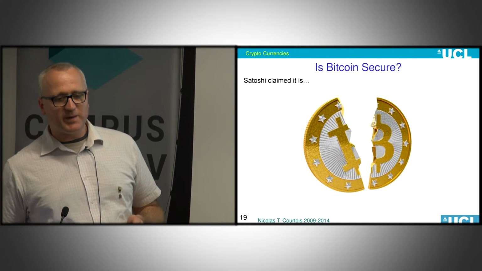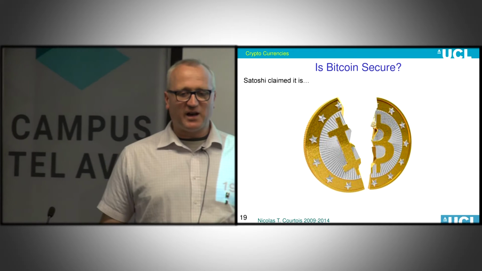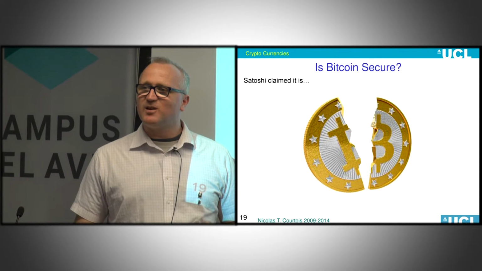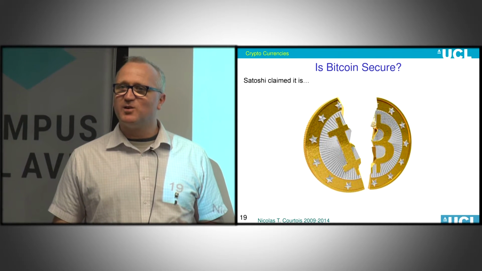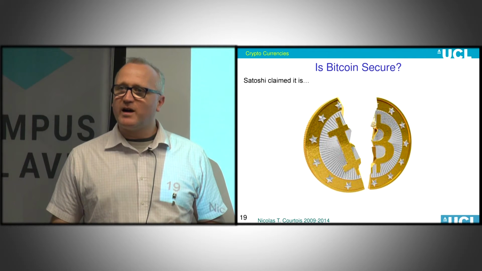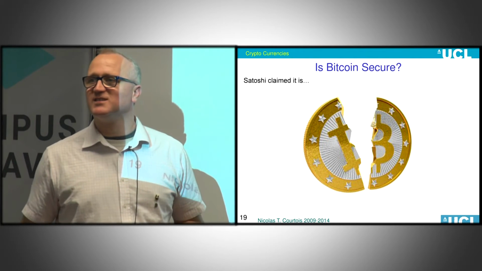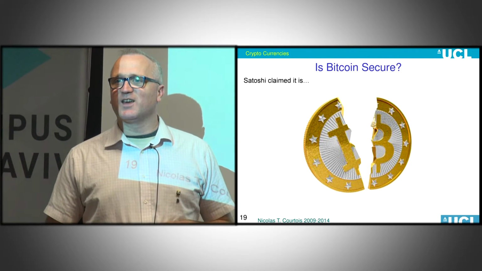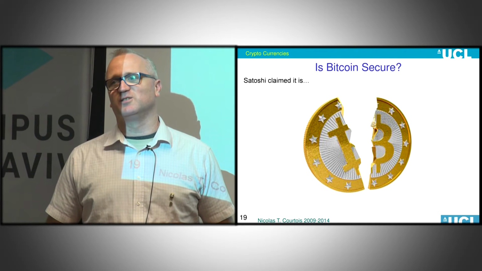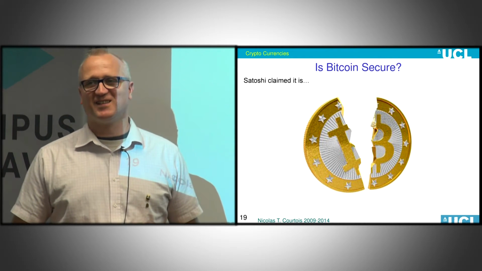So Satoshi, in his paper, at least 3 times, has claimed that Bitcoin was secure, that he believed Bitcoin was secure. In the forums, he has written, oh, I think SHA-256 is very robust, and so on. So who in this room thinks that Bitcoin is secure? Who thinks that Bitcoin is not secure? Okay, good.